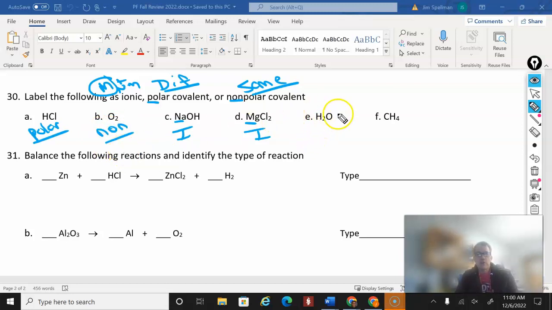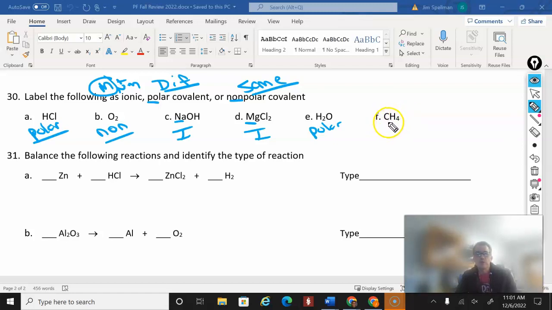Jump over here to E, I've got hydrogen and oxygen. Again, I've got different nonmetals, so there's going to be a difference in electronegativities. Typically, in this case, we would describe water as polar. Oxygen is going to be more electronegative than hydrogen. The last one here technically is usually described as nonpolar. However, we do have carbon and hydrogen, so if you followed my rules up here, we would probably end up calling this polar. There is some slight polarity between the carbons and the hydrogens, although it's not very large.